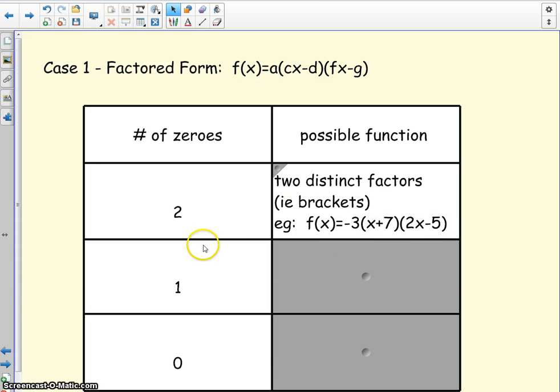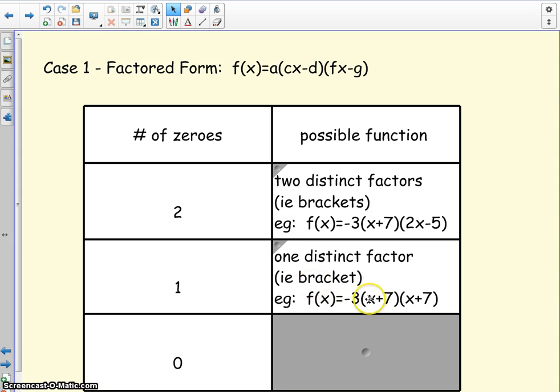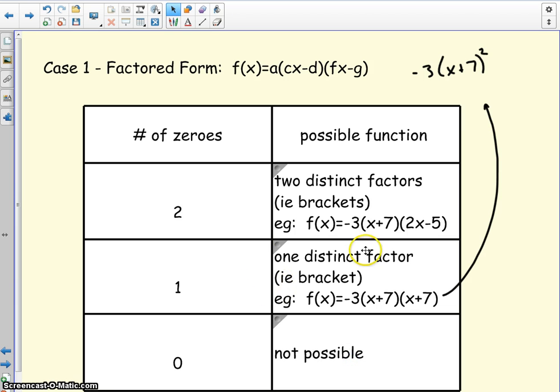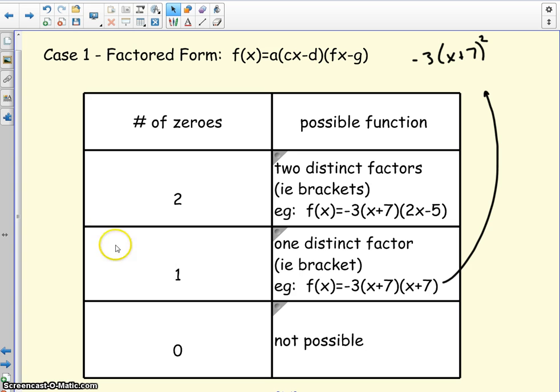If there's going to be one zero, what you often see is only one distinct factor. So for example, -3 times (x plus 7)(x plus 7). Now, often you wouldn't see it written this way. You'd see it written as -3 (x plus 7) all squared, which in a way kind of looks like vertex form, but this is what is telling you that you only have one x-intercept, only one at x equals -7 in this case. Now, if there's no zeros, there actually is no way you can write a factored form, okay? Because in order to have zeros, you have to have distinct factors or brackets to get our x-intercepts from, and if we can't get the x-intercepts, then, well, we can't write factored form. So if you're looking at a case where there's no zeros, you can't have a factored form.